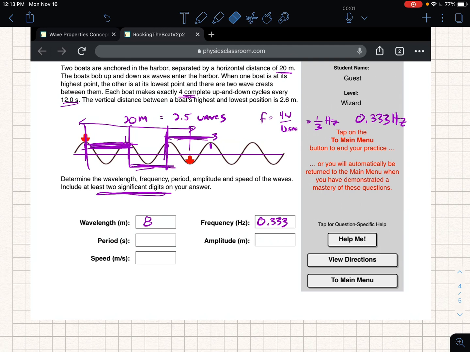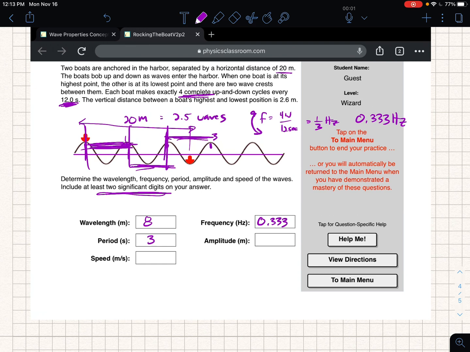Period is the opposite of frequency. Period is not going to be waves per second. It's going to be seconds per wave. So all I need to do is flip this upside down, and instead of 4 over 12, I would get 12 over 4, because it's how many seconds each wave takes. Well, 12 seconds on 4 waves means this thing has a period of 3 seconds.